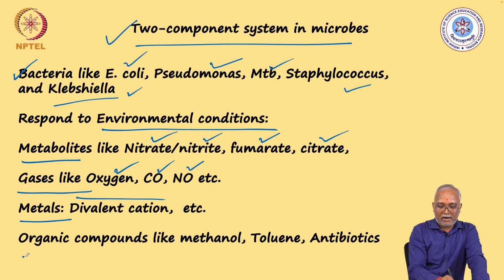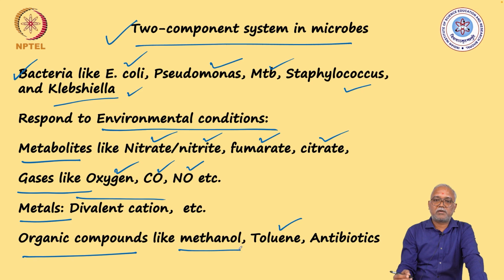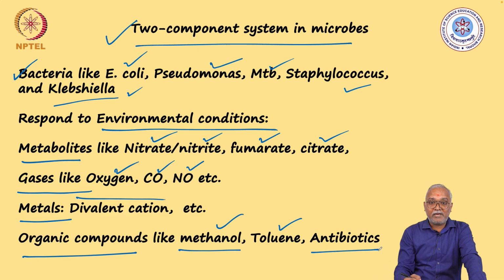And not to forget that some bacteria utilize this to metabolize some compounds which could be toxic or which can be utilized for other purposes. So whether it is methanol utilization, toluene, or sometimes the antibiotics which are given to bacteria, bacteria ensure that they respond to these antibiotics with the help of the two component system.